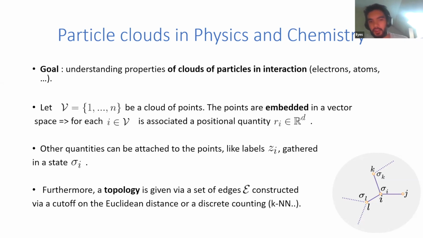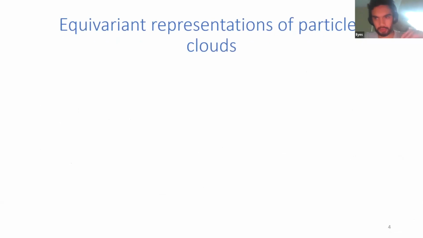Furthermore, you can also enforce a topology on this point cloud, because you know in some cases that the physics is mostly short range, so you can have a cutoff distance, but you could use another type of clustering algorithm. Usually we only use the locality assumption. This forms a topology, and thus you have a graph on this point cloud. What you want to do is find a representation of these point clouds.